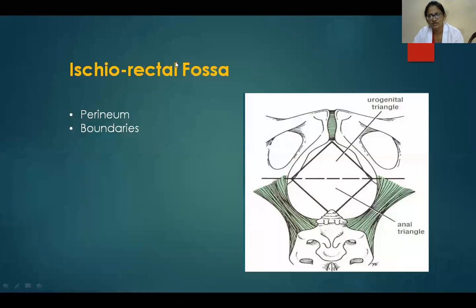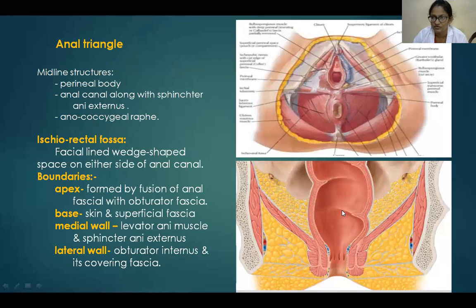Okay, where you are going to see the ischiorectal fossa is in the anal triangle. On either side of the anal opening, you are going to see an ischiorectal fossa. It is also an important question. That's why we are revising repeatedly. This is the third time of the revision. See here, first we are discussing the anal triangle.